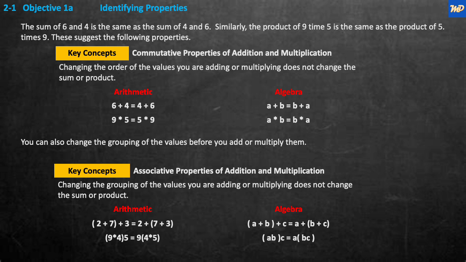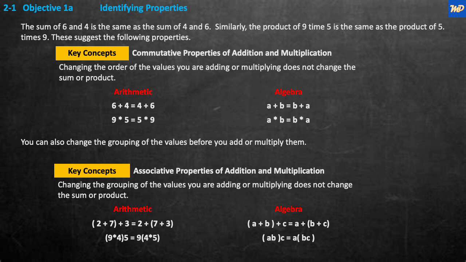Arithmetically, 2 plus 7 plus 3 is exactly the same as 2 plus 7 plus 3 with the grouping changed, so it doesn't matter how you group them. They both come out to 2 plus 7 is 9, plus 3 is 12. They both come out to 12. And 9 times 4 times 5 is exactly the same as 9 times the quantity 4 times 5. They both equal 9 times 4 is 36, times 5 is 180, or 9 times 20 is 180. No matter how you look at it, they both equal the same number.